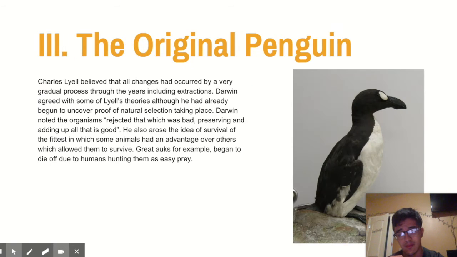All right, now we have the original penguin. So Lyell believes change is gradual, and Darwin agrees, as he created natural selection, and he also created the idea of survival of the fittest. In the case of gray auks, humans overhunted them to the point of extinction. So we can connect this to how K-selected species, like the gray auk, who lay only one egg a year, can in fact be overhunted to extinction, and it was extinction caused by humans.